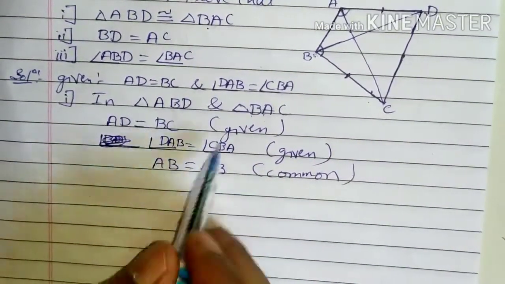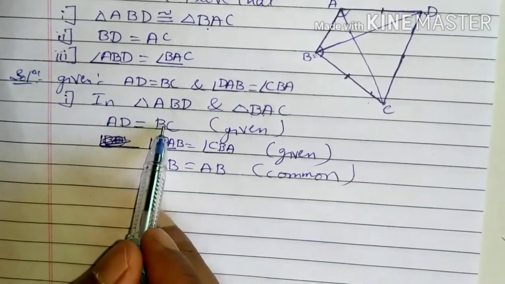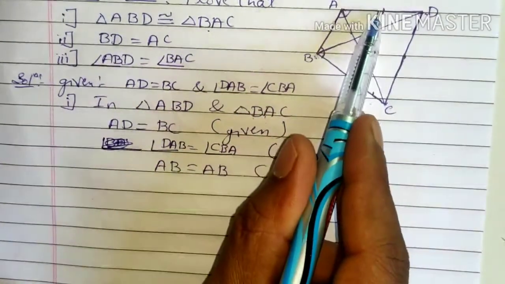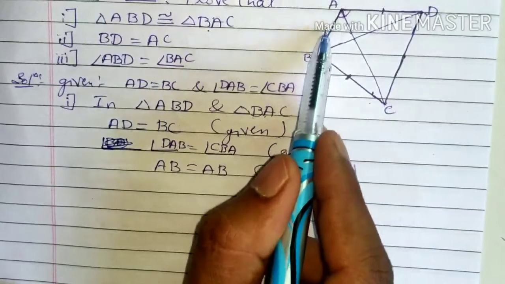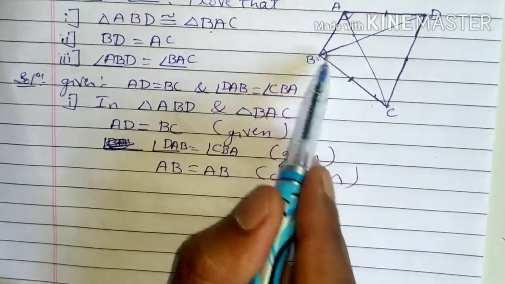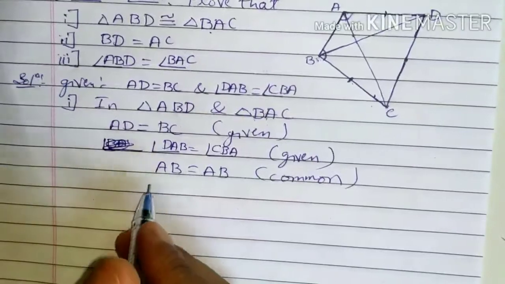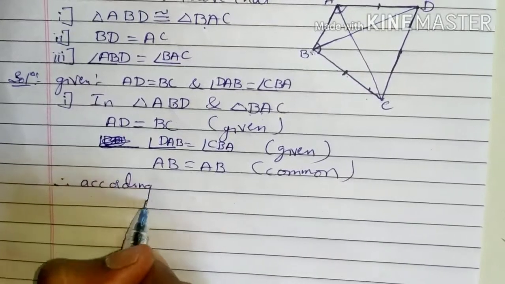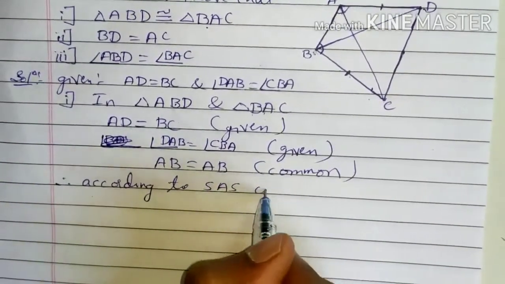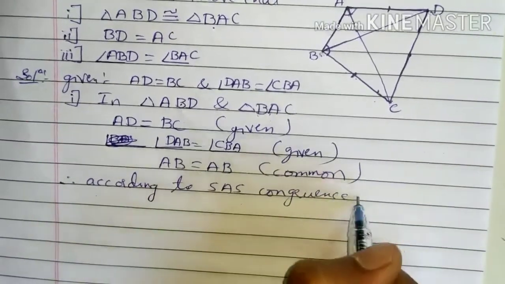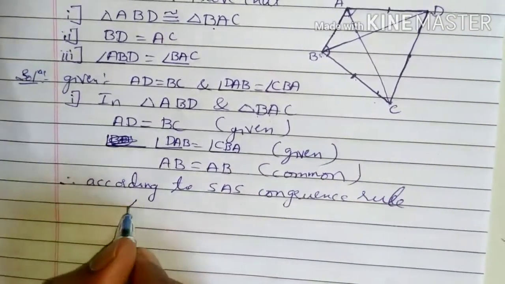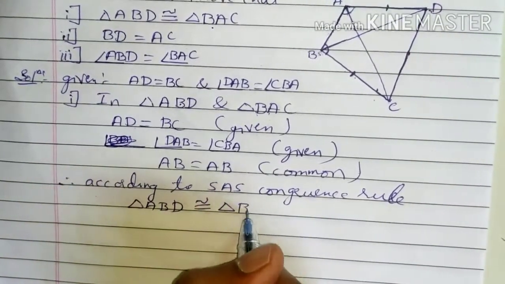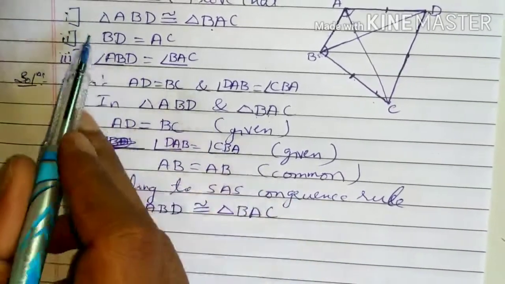So therefore from these 3 points, what we can say, sides are equal, angle and sides. So definitely the angle is included here. Okay, side angle is in between these two sides. So here also side angle is included. So therefore using SAS congruence rule, according to SAS congruence rule, what we can say, triangle ABD congruent to triangle BAC. So this is the proof for first question.